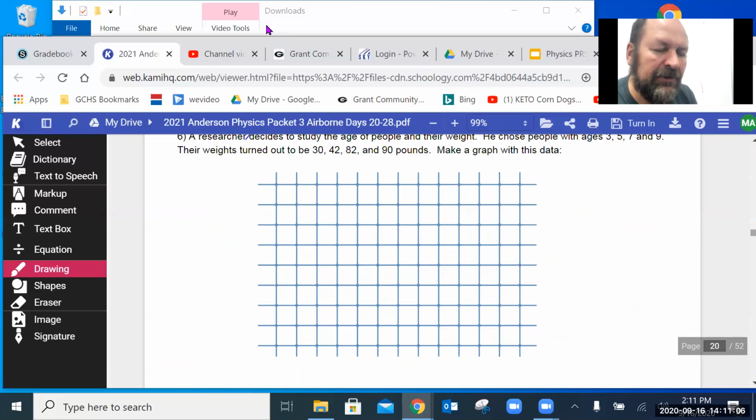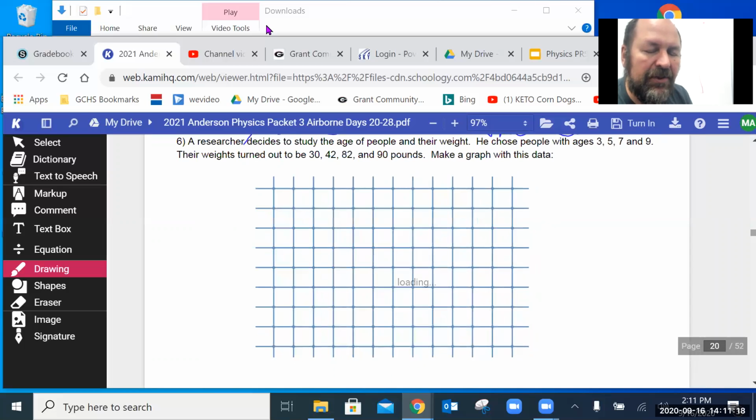Okay, so the researcher could have chosen any person in the entire world with any age whatsoever. The researcher chose the ages of 3, 5, 7, and 9. Could have been other things, but they chose those numbers. And so that means that the age goes on the x-axis. Those are the independent variables. So that means the weight then goes on the y-axis. The weight of the people involved in the research depends upon how old they are. And so that's why we say the weight is the dependent variable.